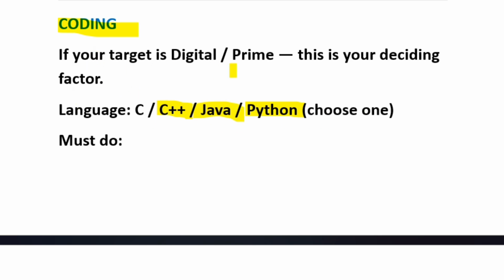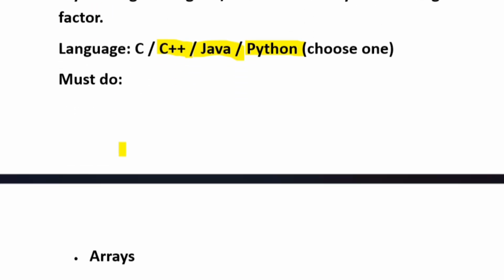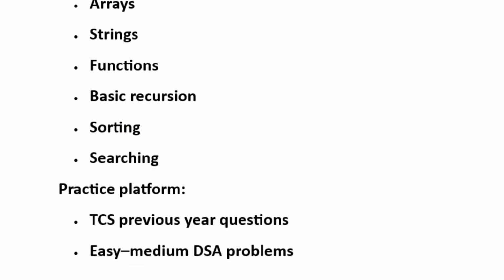And if you are targeting a Digital or Prime role, this is the deciding factor. You should be good in coding and prepare well for that. The concepts you should look at are, first of all, arrays. Any question related to arrays, you should be able to solve. Strings are also important. You should be good at functions and basic recursion. Based on the role you are getting, you should be at an advanced level in recursion, and you should have some knowledge about sorting and searching algorithms.